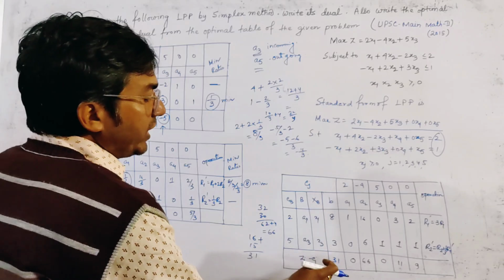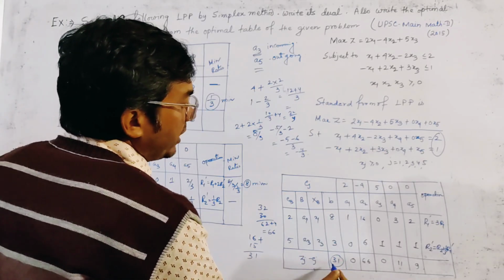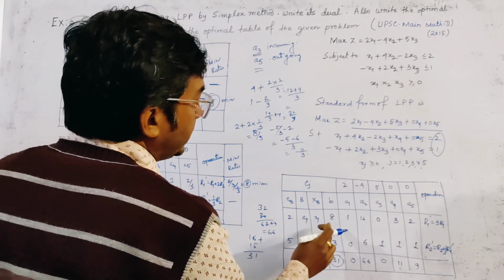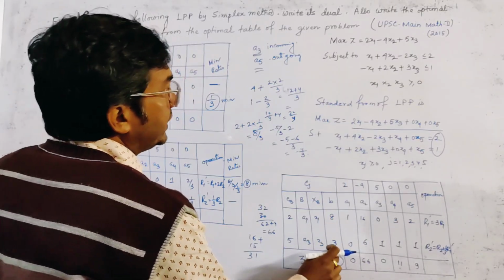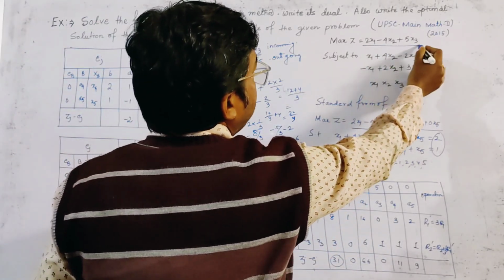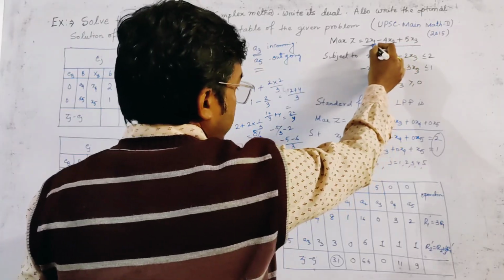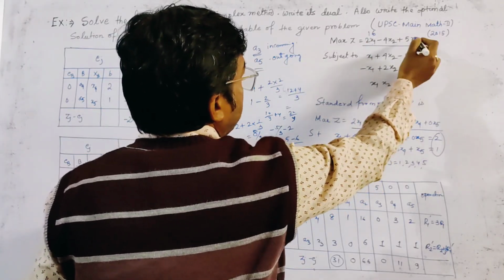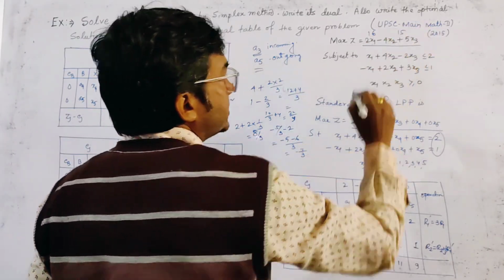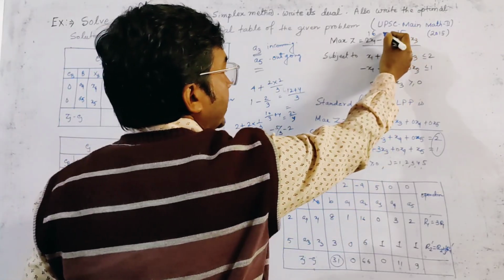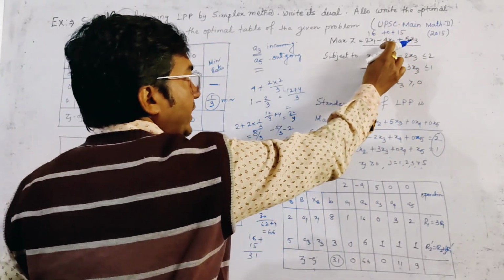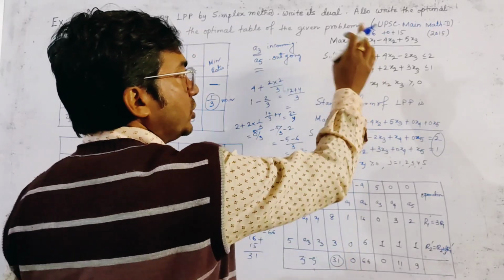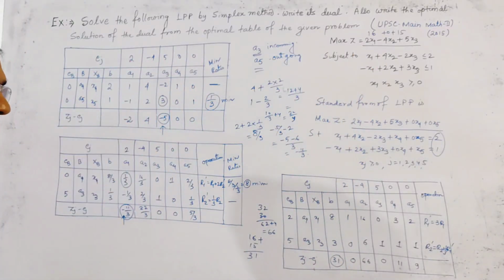We can also find the optimum value or maximum value 31 by putting x1 equal to 8 and x3 equal to 3 here. This is 16 plus 15 and this is given by 31 and x2 is 0. Okay, we can also find the maximum value from the original objective function.